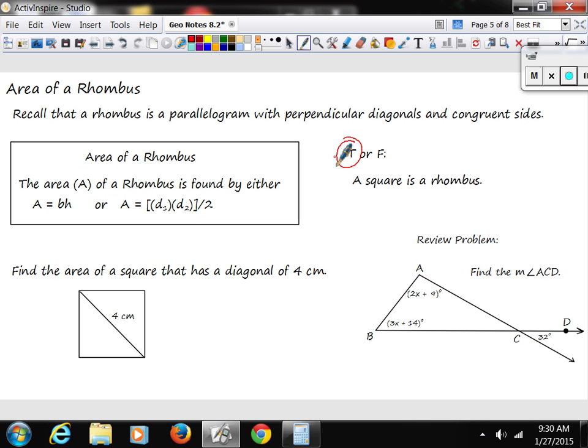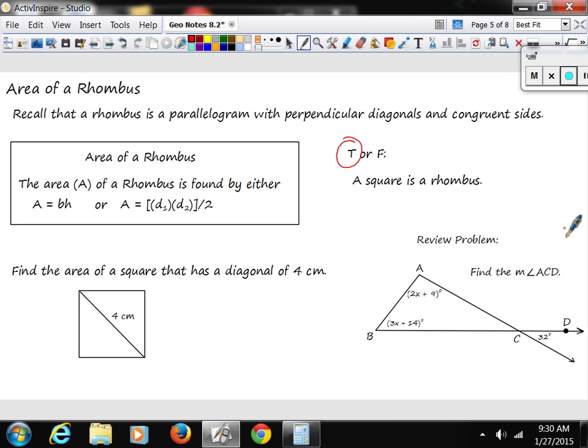That is very true. Now, a rhombus doesn't have to be a square, but a square does have to be a rhombus. Because all it has to be a rhombus is have 4 equal sides, and a square has that. So a square is a rhombus. A rhombus doesn't necessarily have to be a square, though.